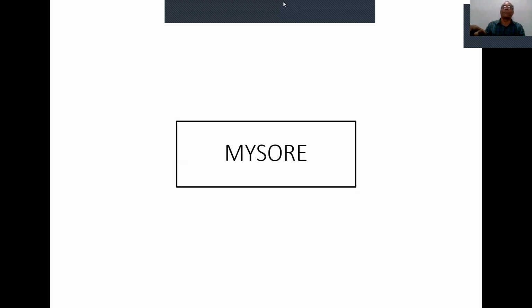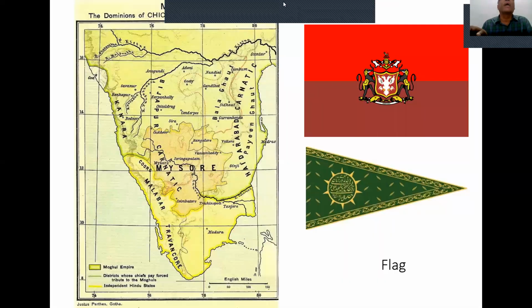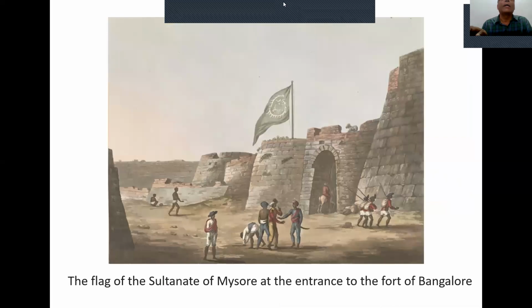And we have here some slides which show you the Mysore kingdom in the Indian map. You can see the map of India, and the territory which was under the control of the Mysore kingdom or the Mysore princely state. Here we have another photograph of the Mysore kingdom, and I am also showing you some of the flags which belong to this particular region. And here is the flag of the Sultanate of Mysore at the entrance of the fort of Bangalore. I have just given you these slides for you to get an understanding of the kind of times that we are talking about, the princely state of Mysore.